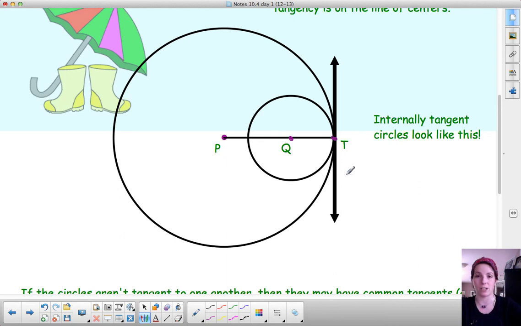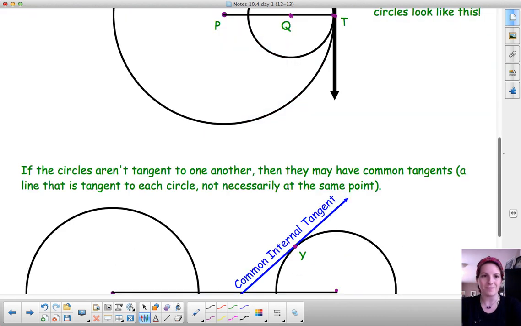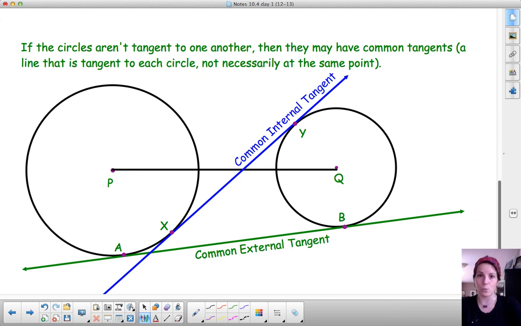Okay, so we talked about when they touch outside. We talked about when they touched inside, and we talked about when they overlap. The last piece we have to talk about is when they aren't tangent to one another, when they're pulled apart or they're separate. What do we see when that happens? What do lines of tangency look like then? If the circles aren't tangent to one another, then they may have common tangents, a line that's tangent to each circle, not necessarily at the same point.